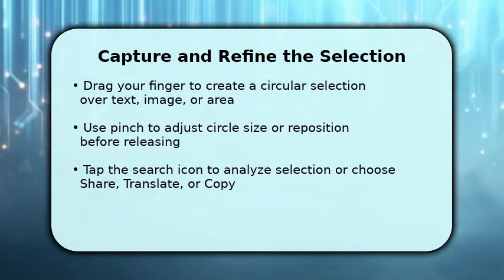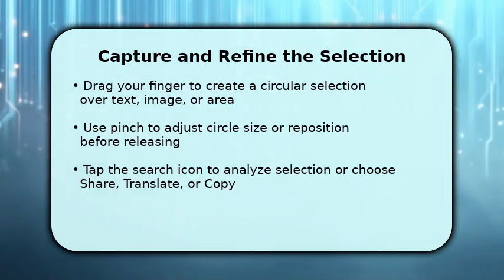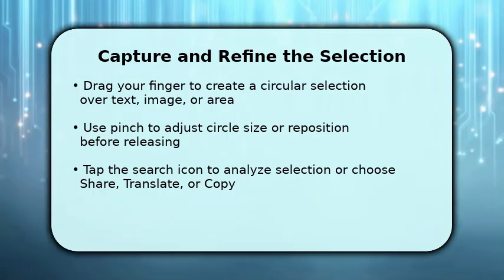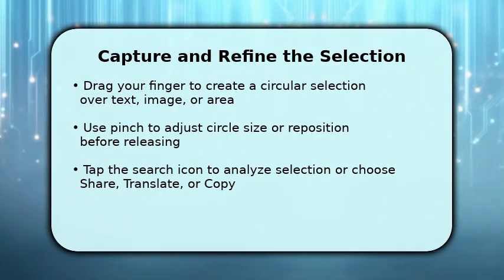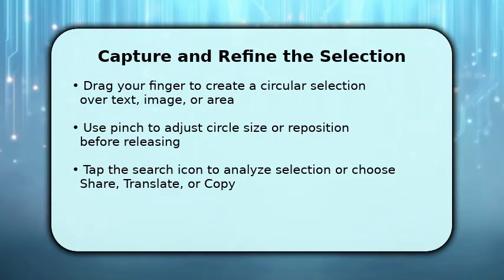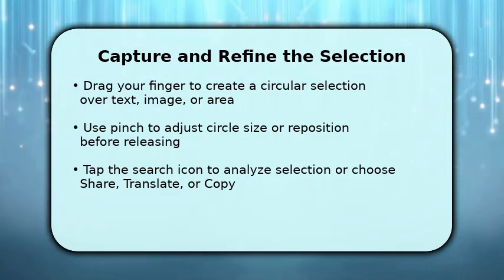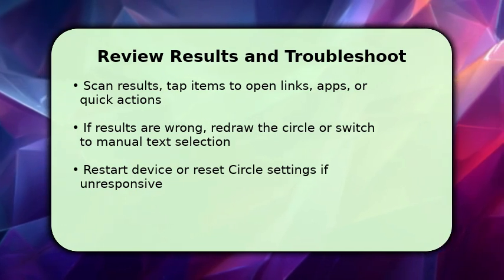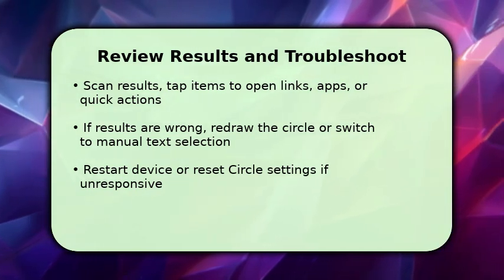After you release, tap the search icon to let Samsung analyze the content and choose Share, Translate, or Copy as needed. This step turns a quick gesture into a useful, focused search result. You finish by reviewing results and tapping any item to open links, apps, or get quick actions. This is where usefulness meets speed.